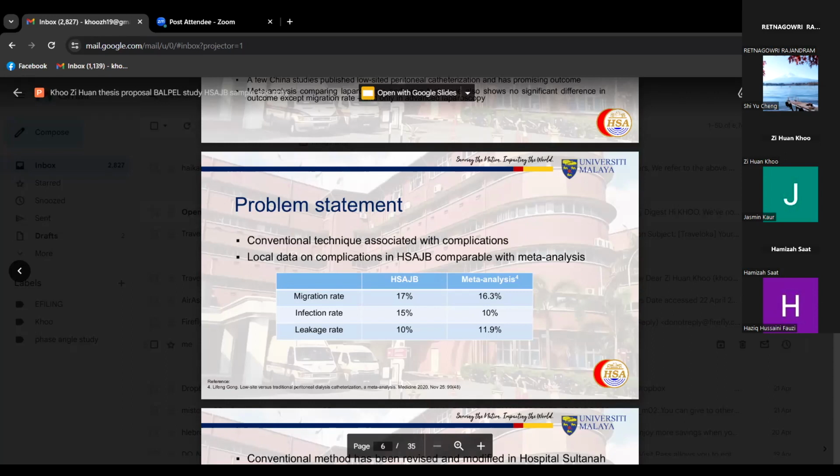So insertion of catheter, you mean? Yeah, it's just a Tenckhoff insertion. They don't have a specific name for it actually.